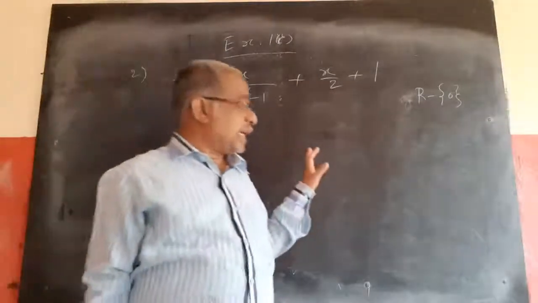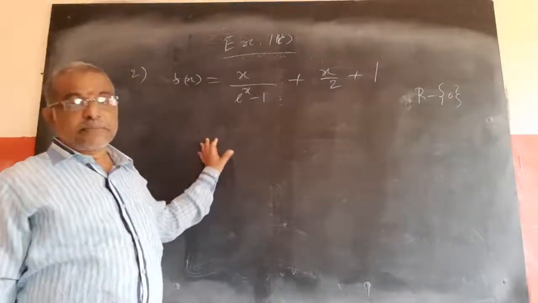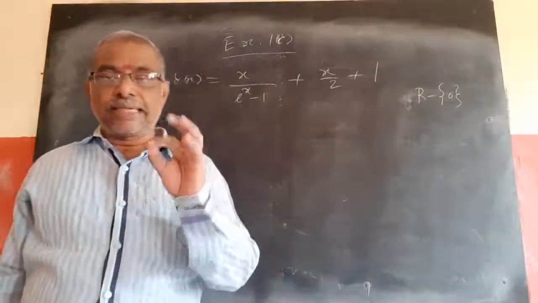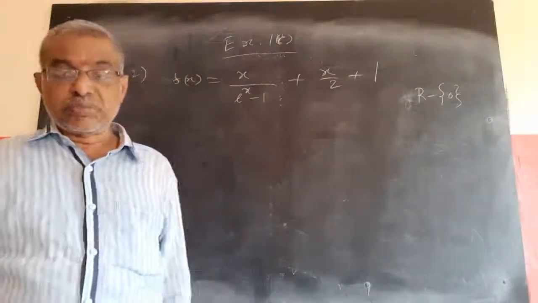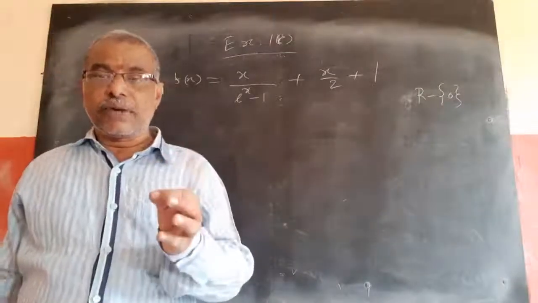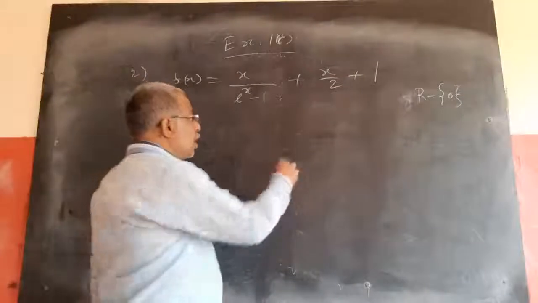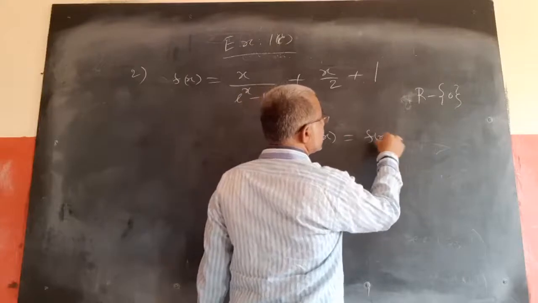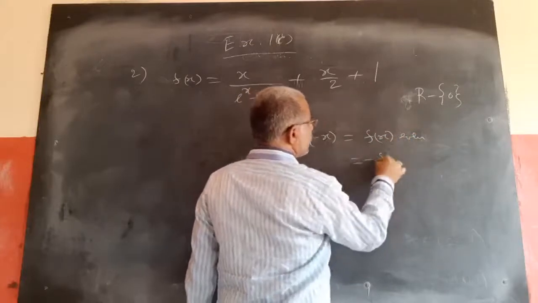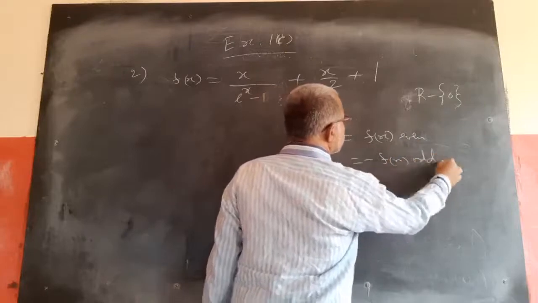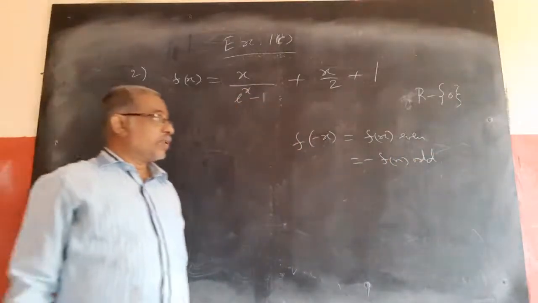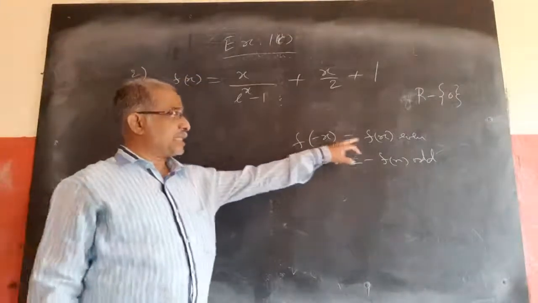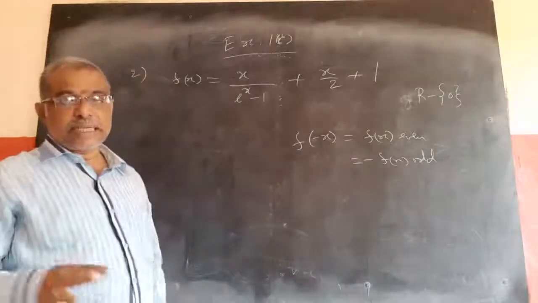So he is asking that it is an even function. You need to prove it. What is meant by even function first of all? We discussed it: f of minus x equal to plus f of x is an even function, and f of minus x equal to minus f of x is an odd function. Even function is always symmetric about the y-axis. So we need to prove that f of minus x is plus f of x itself. Then we can say that it is an even function.